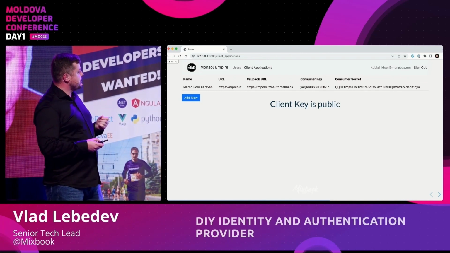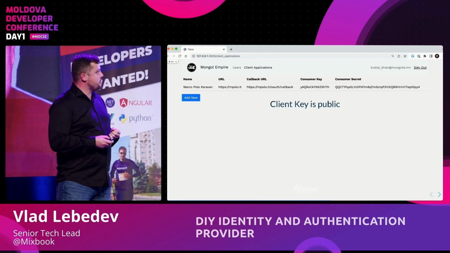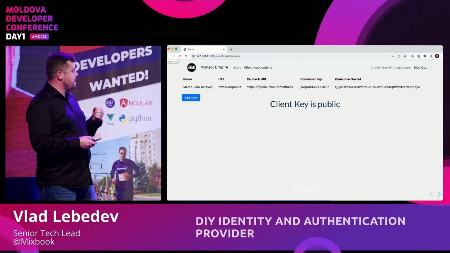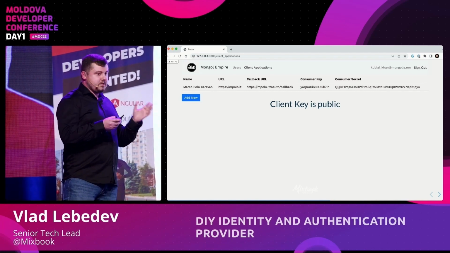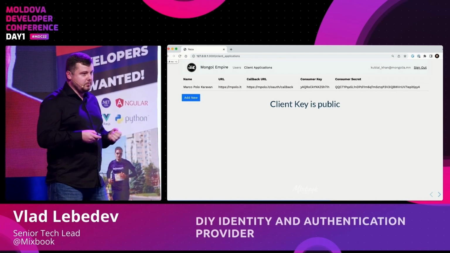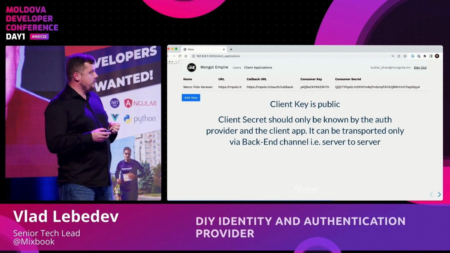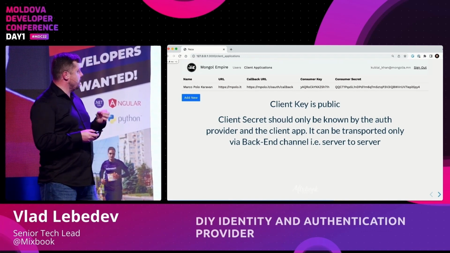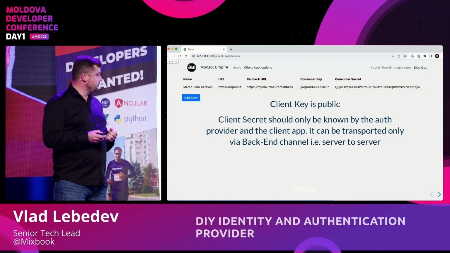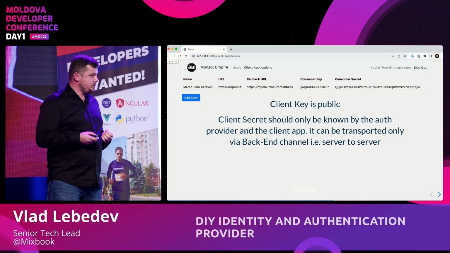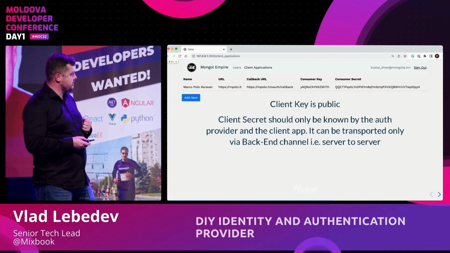Next thing, you can see that when I create a client application, I get two random strings, consumer key and consumer secret. So consumer key is like the login of a client application. And it is public. You can share it with the web. Client secret is hidden. So this value is supposed to only be known by the authorization provider and the server that's granting authorization code and access tokens.